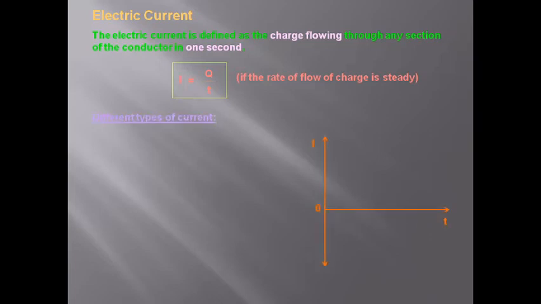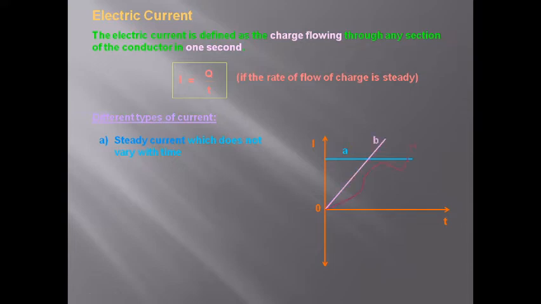Now different types of currents are there, as shown in the graph. Graph A represents the steady current, that means direct current, which does not change with time. So it is a steady, that means constant, current.